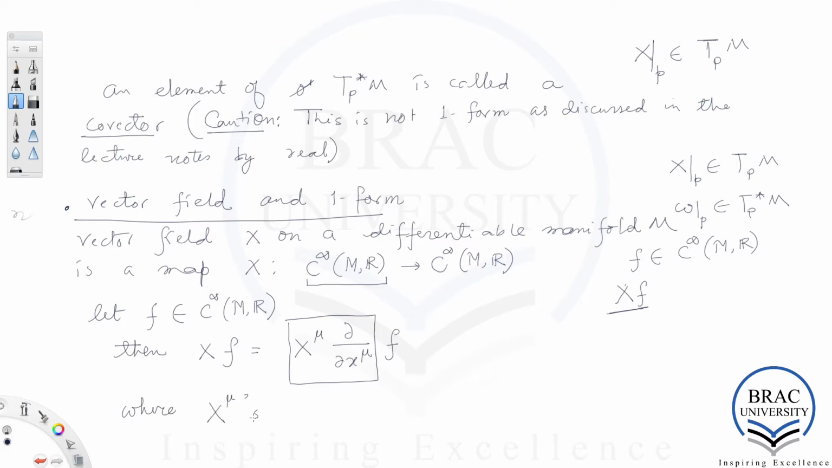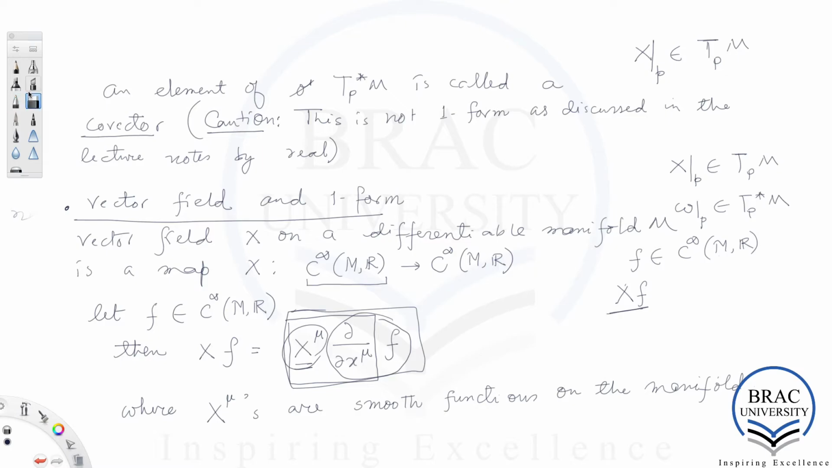X mu's are smooth functions on the manifold. So this is how you view this expression. It's a multiplication of two smooth functions. Del by del x mu acting on f gives a function, and x mu is a function. It's a pointwise product of two smooth functions.